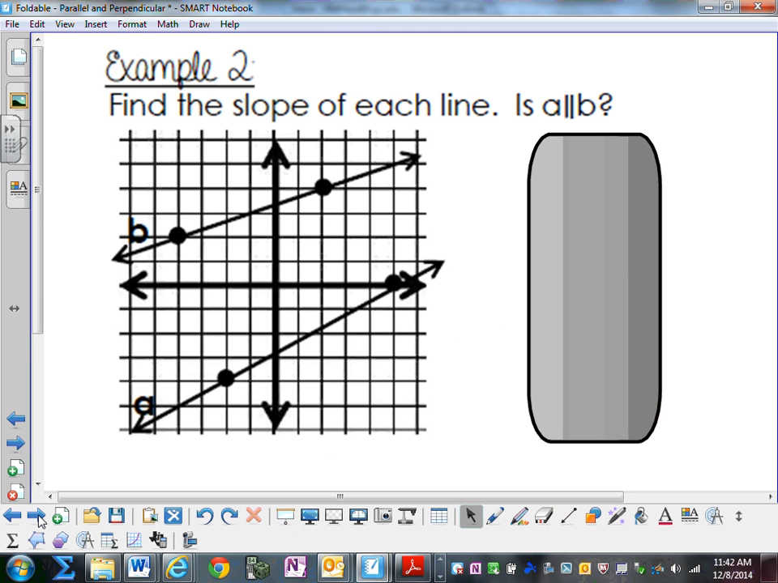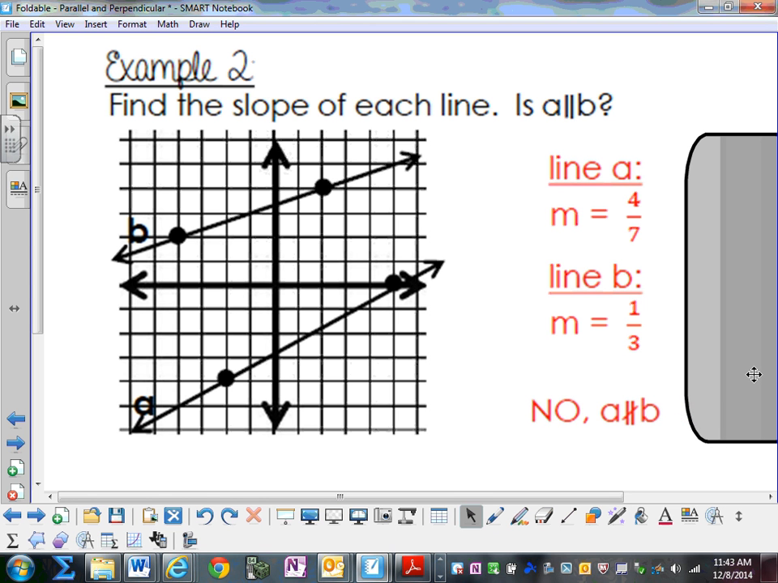Example 2. Find the slope of each line. Is line A parallel to line B? Line A has a slope of 4/7. Line B has a slope of 1/3. The slopes are different, so the lines are not parallel.